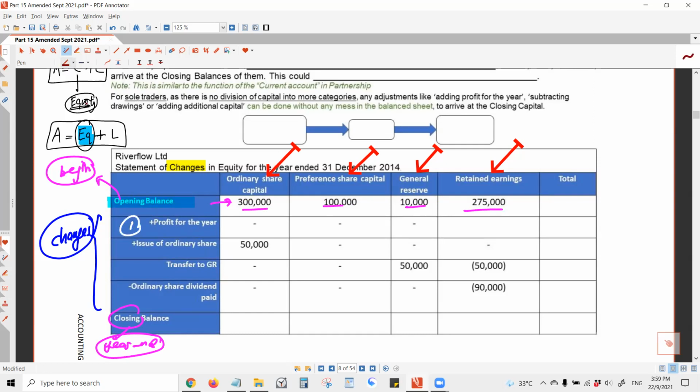Where should you show profit for the year? Just now I mentioned before, you show it in the retained earning. Okay, so you show it here. It depends on what figure is in the question. I just write XXX here. You see the question, see what is the profit for the year, then you write it here.